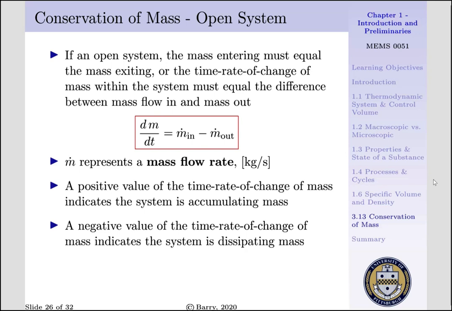Now, a positive value of the time rate of change of mass indicates that our system is accumulating mass. That is, our system is gaining more mass as time goes on. A negative value of the time rate of change of mass indicates that our system is dissipating mass. Now, if our time rate of change of mass is equal to 0, that means our mass flow into our system is identically equal to our mass flow out of our system.